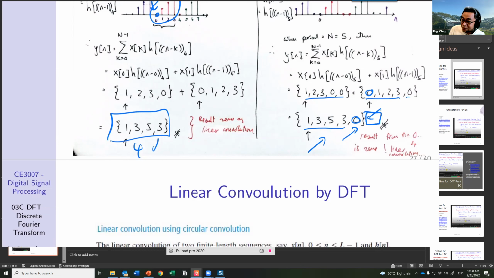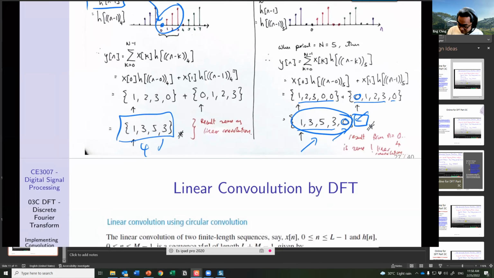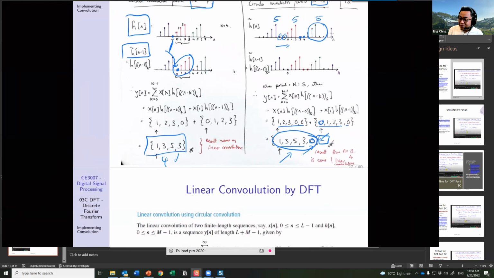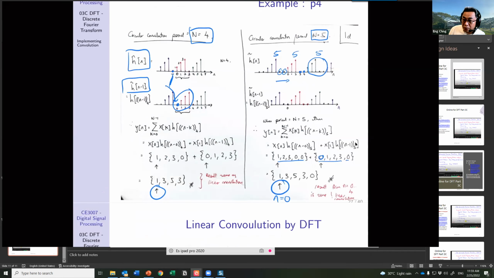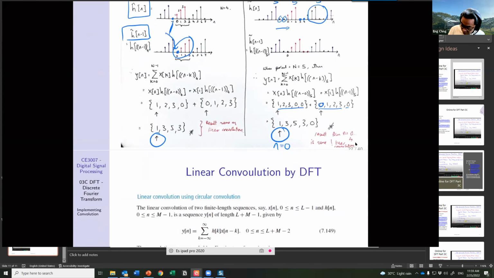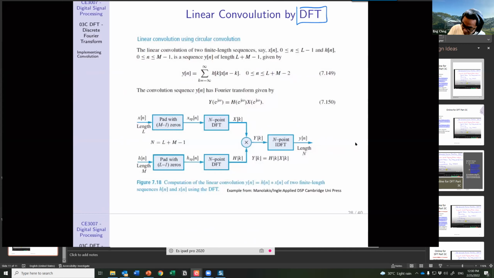Okay, so in fact, you will repeat this sequence. That's the interesting idea. That means what is outside this 5-point DFT actually is a repeat version of this, always the same. All right, I'll pause here. So now I would resume and talk about how to use DFT to perform linear convolution.